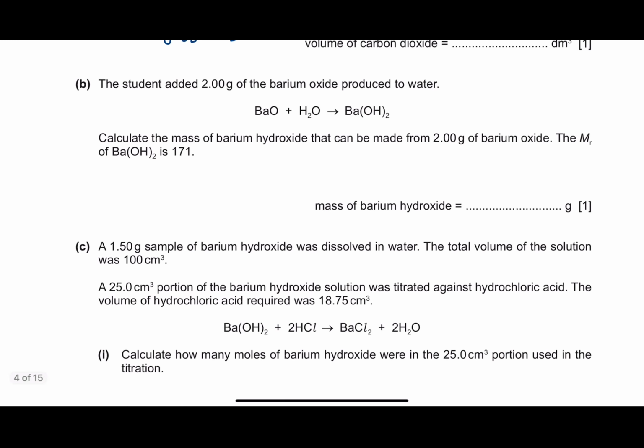Now question B is saying that the student added 2 gram of the barium oxide produced to water. Calculate the mass of barium hydroxide. So they're looking for the mass that can be made from 2 gram of barium oxide.